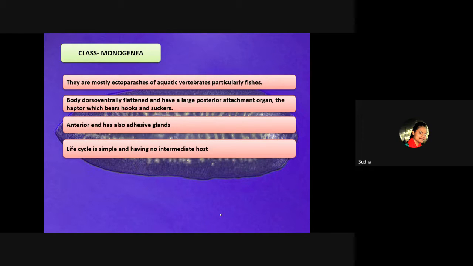Next, the life cycle is simple, with no intermediate host. Like I said before, in class Monogenea the life cycle is simple, unlike the Trematoda and Cestoda, where there are numerous larval forms and also intermediate and definitive hosts. Likewise, in this class we will not find any intermediate host.